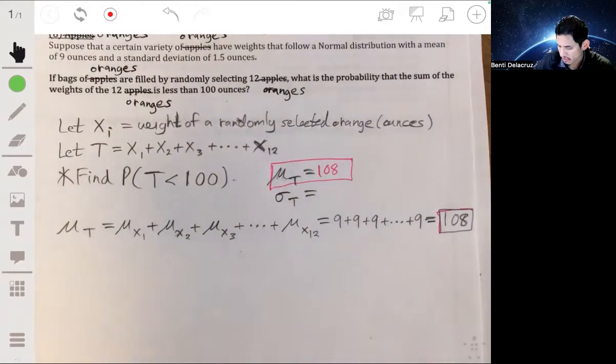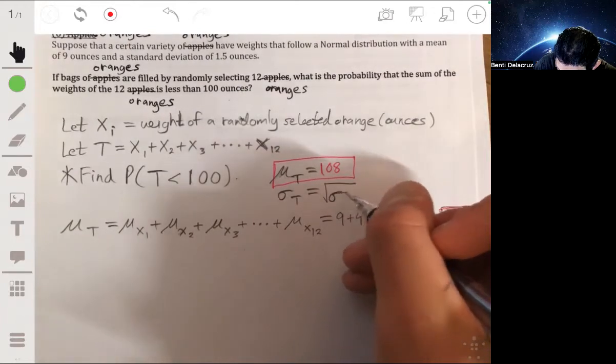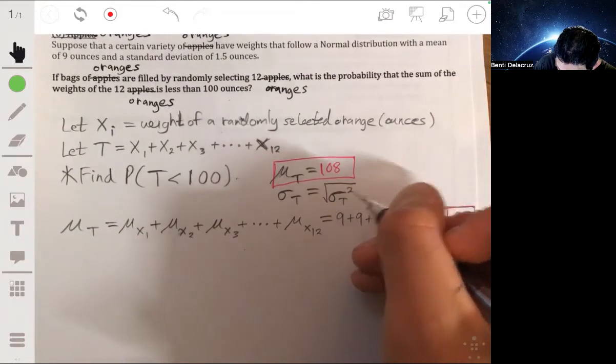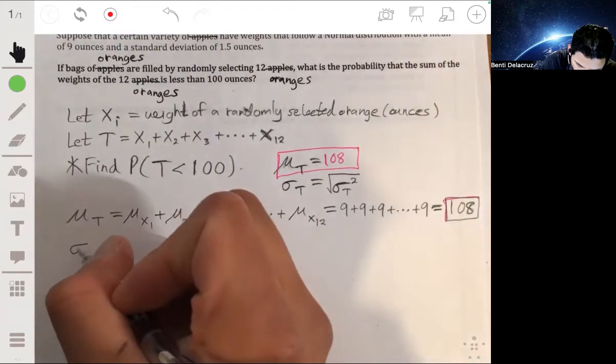We're going to first find the variance of t, because if you know the variance, you just take the square root of the variance and then you have the standard deviation. Let's first find the variance of t.